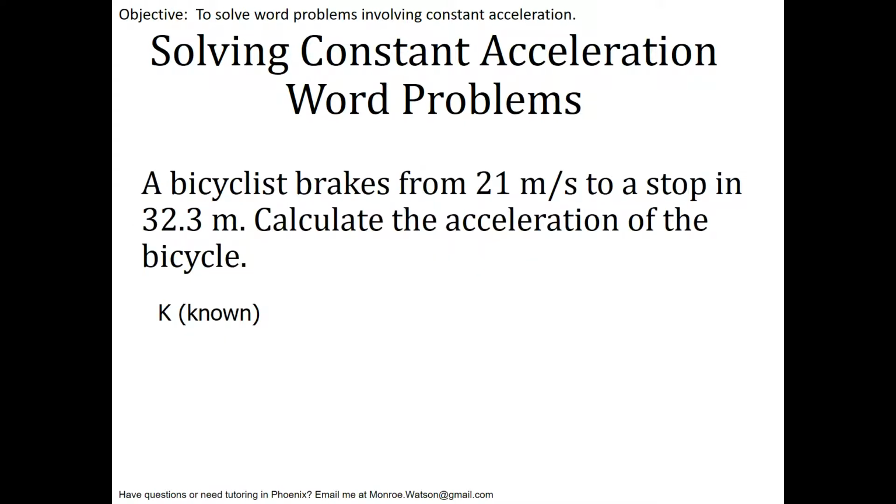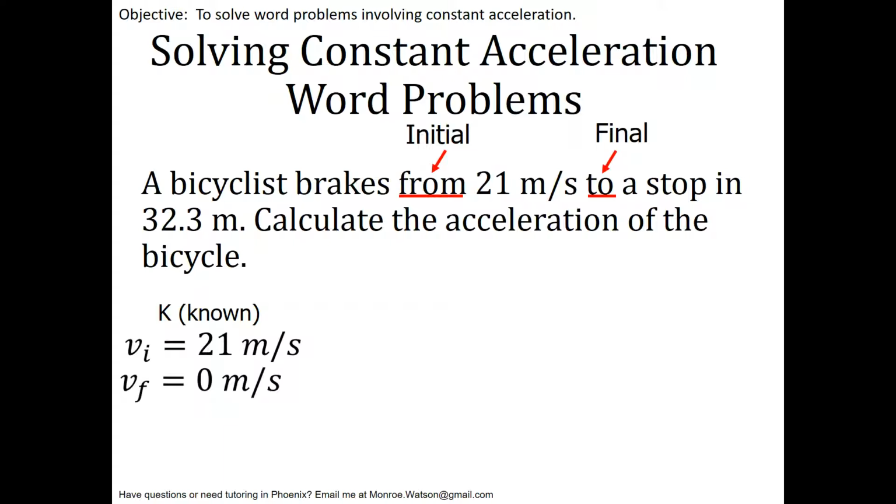All right, let's try this example. We've got our known here, and I see something: "from" and "to." These are two key words that I see a lot in word problems. Anytime you see "from" and then "to," that's going to tell you that you have an initial something and then a final something. So I can say that my initial velocity is 21 meters per second, and then "to a stop" is going to be my final velocity of 0 meters per second.